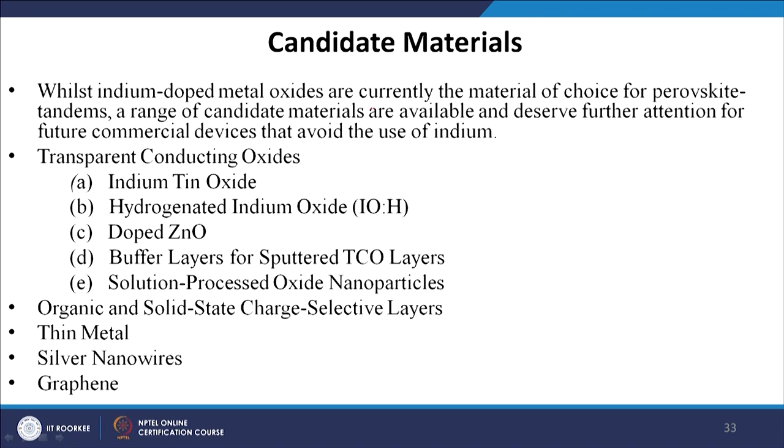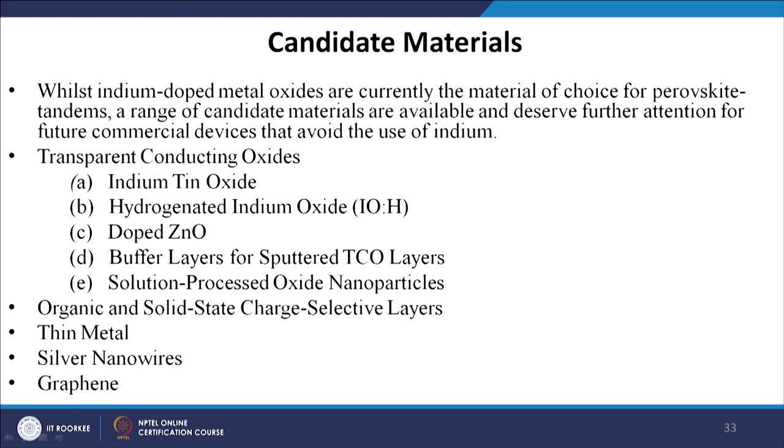So the band gap matching is also very important. Now, what are the ideal candidate materials for making a tandem solar cell? While the indium doped metal oxides are currently the material of choice for perovskite tandems, a range of candidate materials are available and deserve further attention for commercial devices that avoid the use of indium.